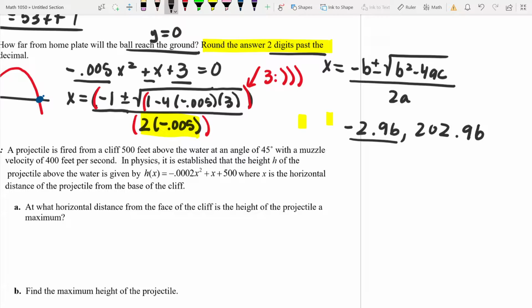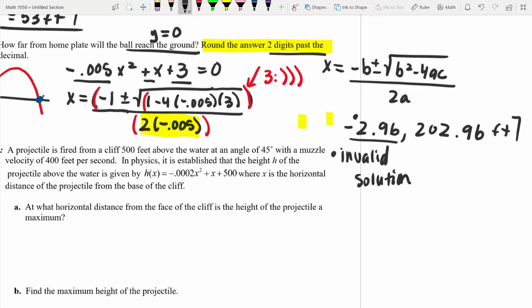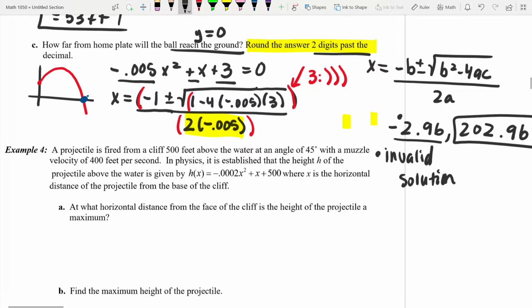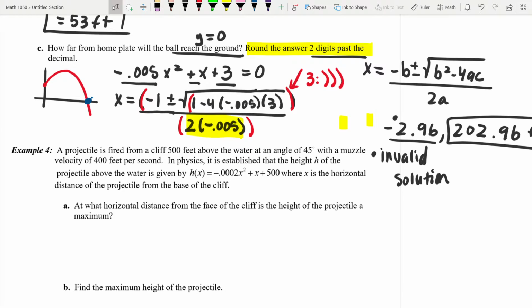So listen what you have to do. You have to write that number down, and then you have to write invalid solution. If you just don't write it and acknowledge it, that's a -2 on that question. 1 point for the number, 1 point for the statement invalid solution. Okay? 202.96 is your answer. Put a box around it or highlight it, and you're done. Now don't clear your calculator. When we get to the midterm, you're going to want to check every possible thing that you can check.